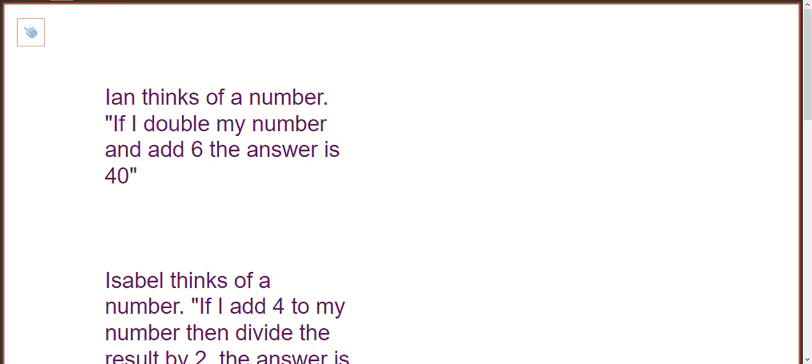Megan. 2X plus 6 equals 40. Okay, so Ian thinks of a number. Let's have that called X. Doubling it is like times by 2. So we have 2 X's. Then that result, we then add 6, and we get the answer 40.